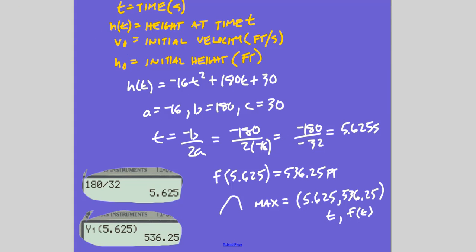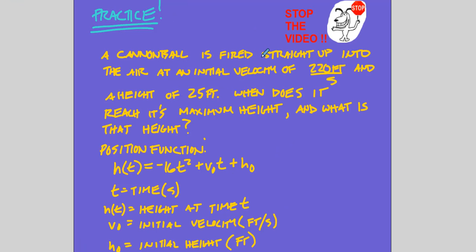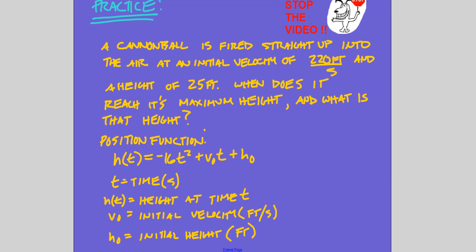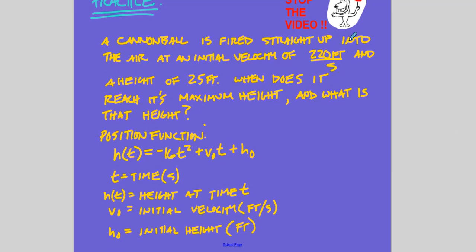All right, so now this is a practice problem that you can do. Stop the video after I've read through it and give it a shot, then turn it back on and I will go through the solution. So a cannonball is fired straight up into the air at an initial velocity of 220 feet per second and a height of 25 feet. The initial height is 25 feet. When does it reach its maximum height, and what is that height?